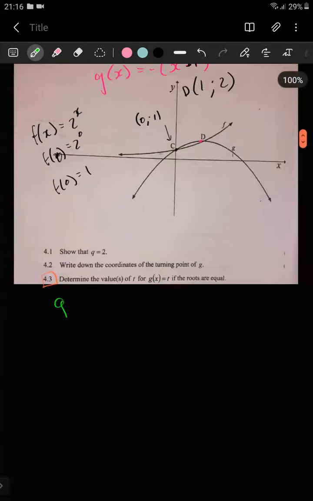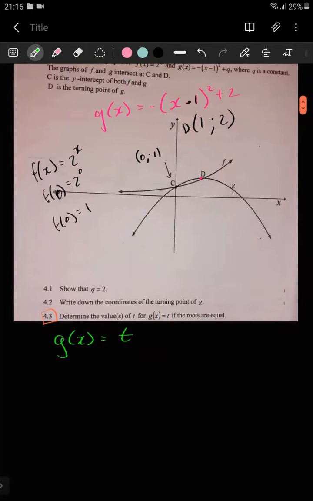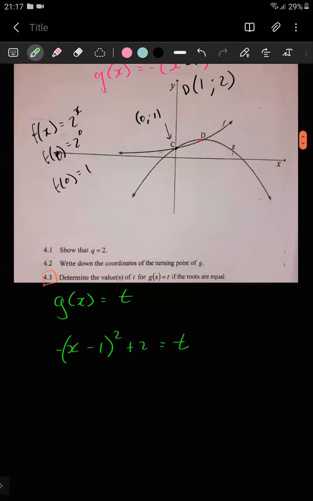So firstly, this equation is g of x is equal to t, right? So g of x, remember, it is just negative, bracket, x minus 1, squared, plus 2, equal to t. This is the equation we're dealing with. Now, what you want to keep in mind here is if the t goes to the left, you're going to have here negative x minus 1 squared, and then 2 minus t equal to 0.